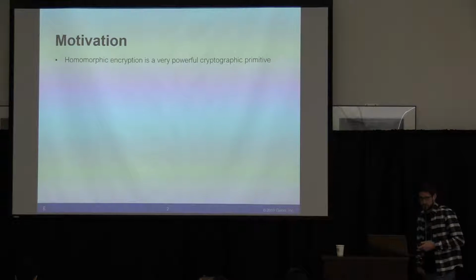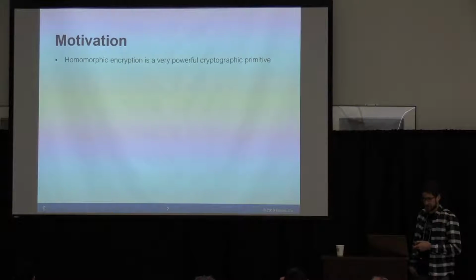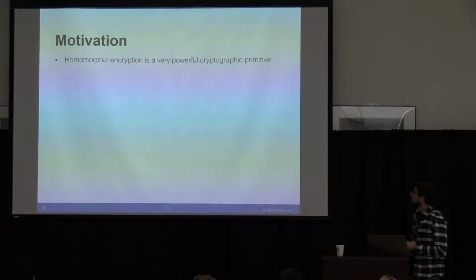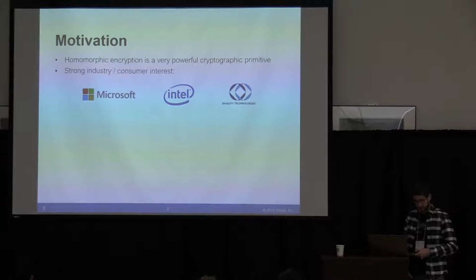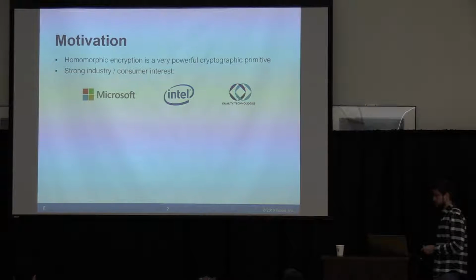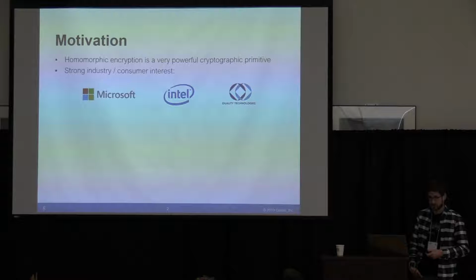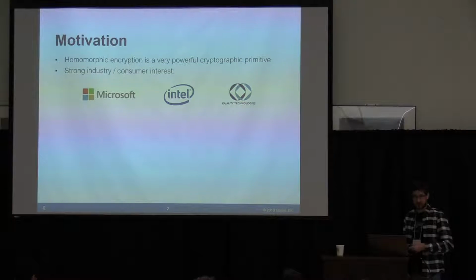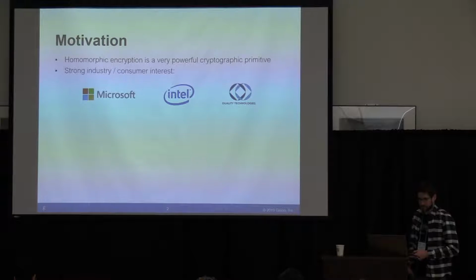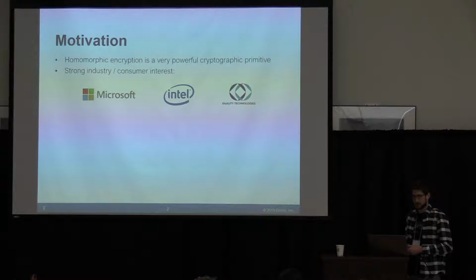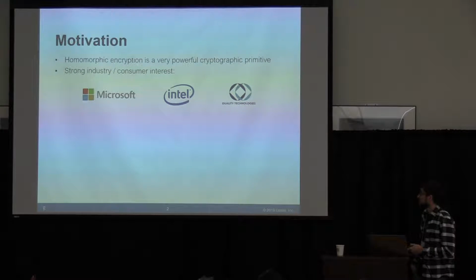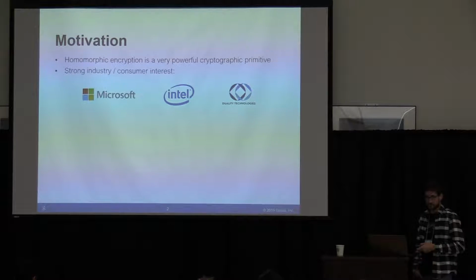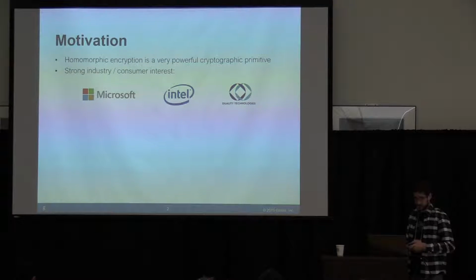So as we all know, homomorphic encryption is great. People claim it's the holy grail of cryptography. It does all these good things. And indeed, there's a strong push in industry towards using homomorphic encryption more. So Microsoft has their SEAL library, which they've been pushing a lot. Intel has been doing some work on applying homomorphic encryption to machine learning. And there's even startups in the space, such as Duality Technologies, that are trying to sell homomorphic encryption solutions. So there's a lot of interest in this space.